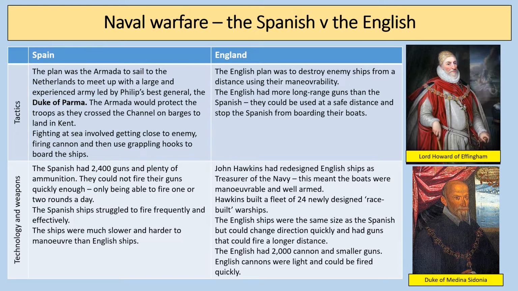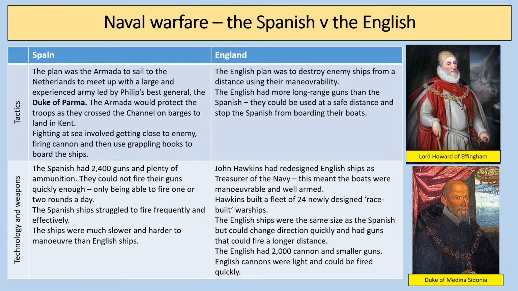Now the Spanish, when they fought at sea, normally used big boats and got close to their enemy, and then used grappling hooks to board the ships, and they would use hand-to-hand fighting. The English, however, under John Hawkins, had redesigned their navy. John Hawkins became Lord Treasurer of the English Navy from 1578, and he redesigned the navy and made the boats much more maneuverable, much faster, with long-range guns. So the tactics of the English were to not get too close to the Spanish, but to fire at them and destroy their boats from a distance.